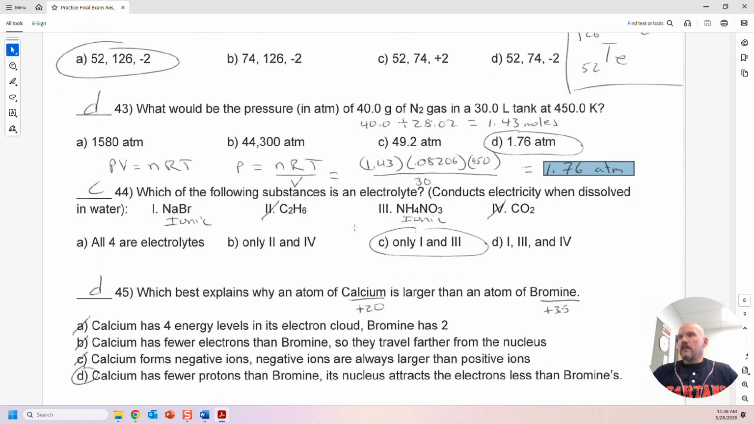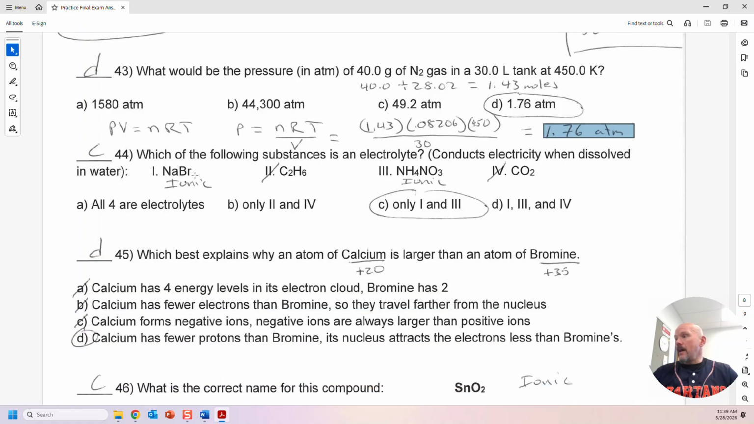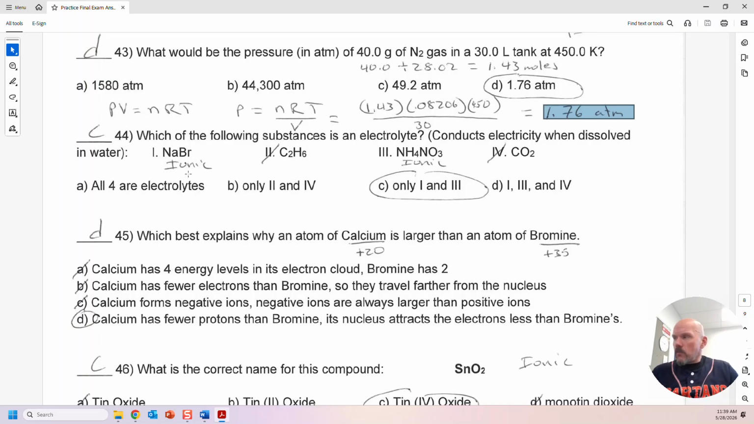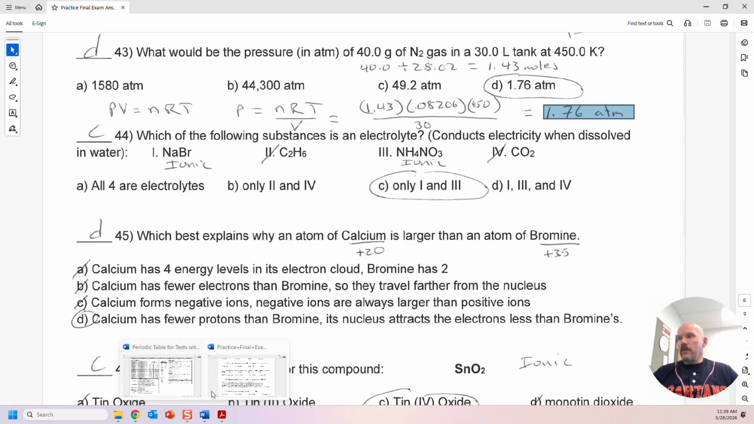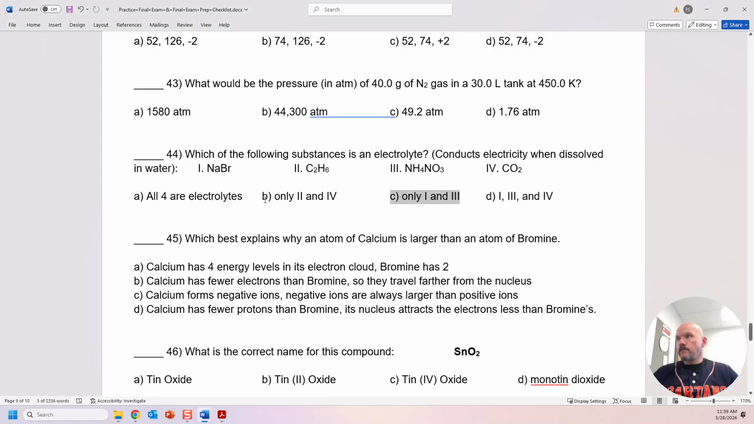So if we look at it, you're just looking for ionic compounds and acids. Like if acetic acid was on there, that would be a weak electrolyte. HCl would be a strong electrolyte because it's a strong acid, but I wouldn't worry about that differentiation. But the main one would be, hey, if it's a salt, it's going to produce ions in solution, and that solution is going to be able to conduct electricity. All right, moving on to number 45.